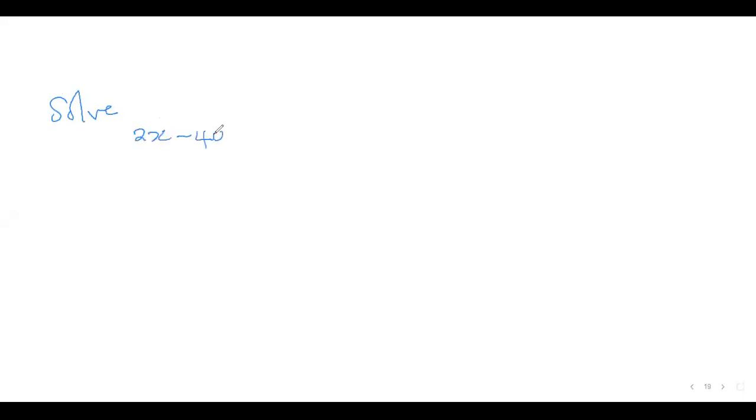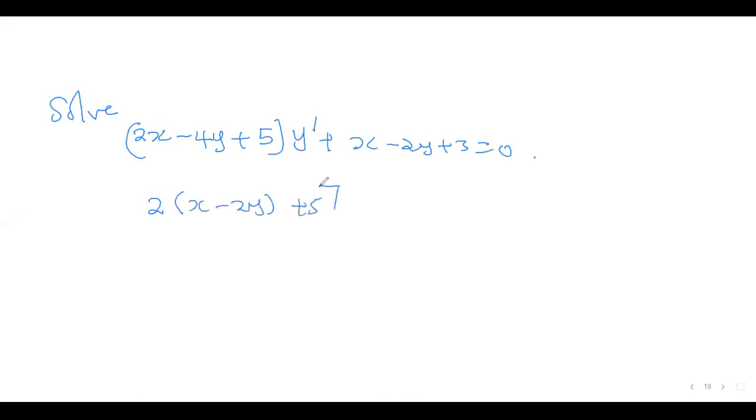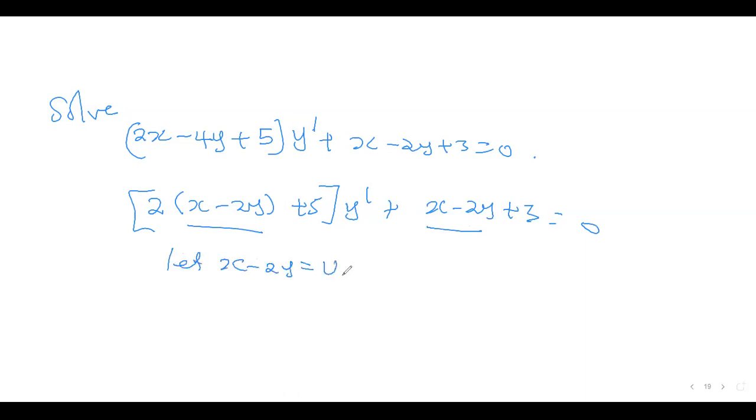2x minus 4y plus 5, and this is y dash plus x minus 2y plus 3 equal to 0. Okay, so you can see that in this case you can have 2 into x minus 2y plus 5, this is y dash plus x minus 2y plus 3 equal to 0. And in this case, you can see that this is common. So you could easily let x minus 2y equal to u.